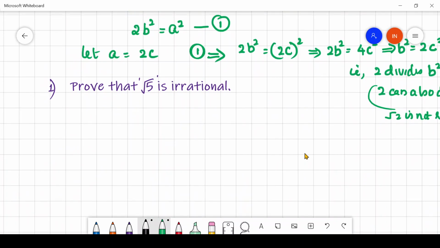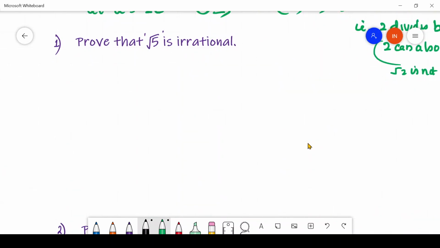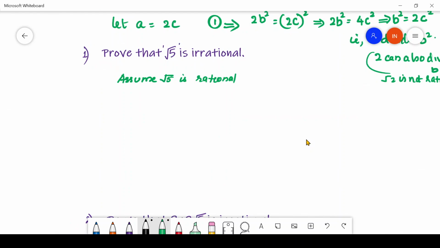Okay, so let us see one question based on this, so that I hope it will be more clear to you. So the question is, prove that root 5 is an irrational number. So here I'm going to take root 5 as a rational number by assumption. As we have seen, we have to take at first assuming this root 5 as a rational number. So let's assume root 5 is rational. Okay, so we are assuming here root 5 is rational, right?